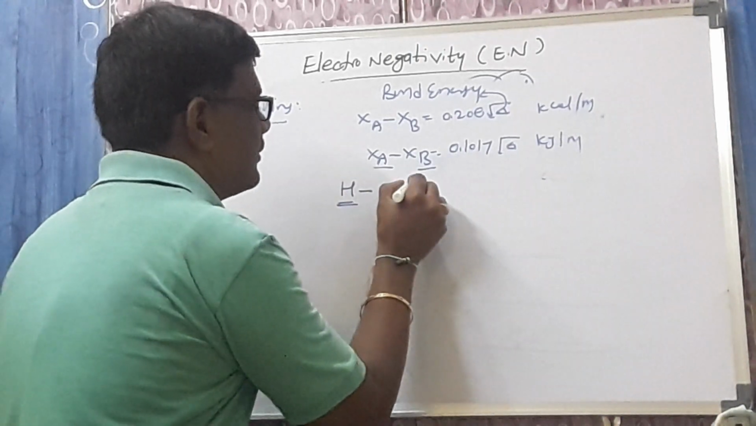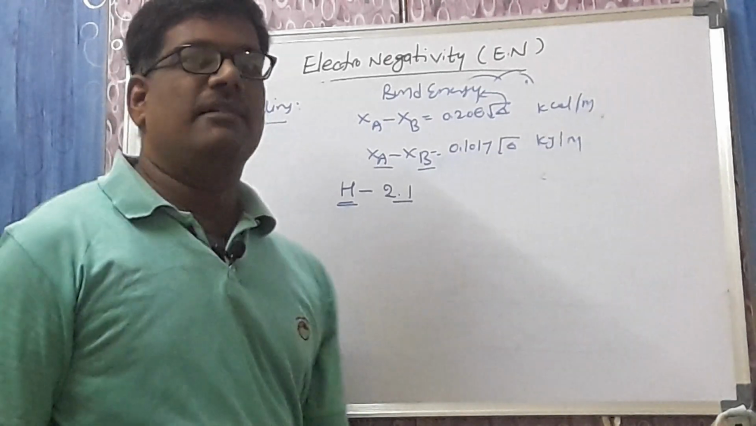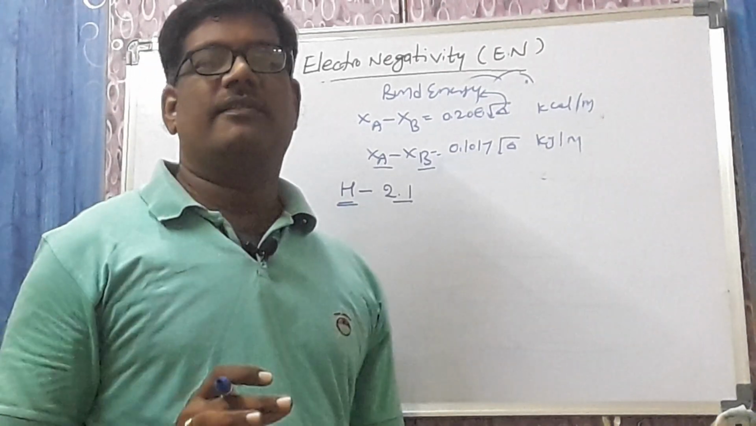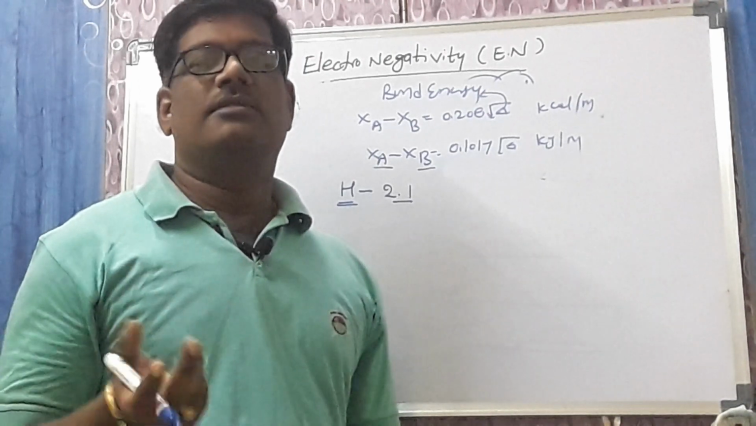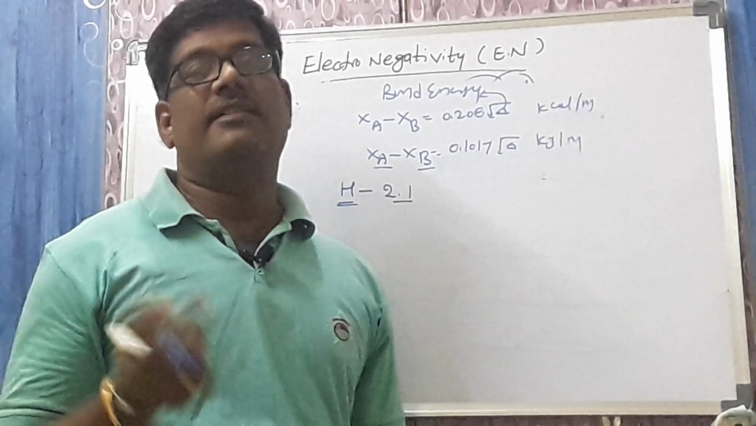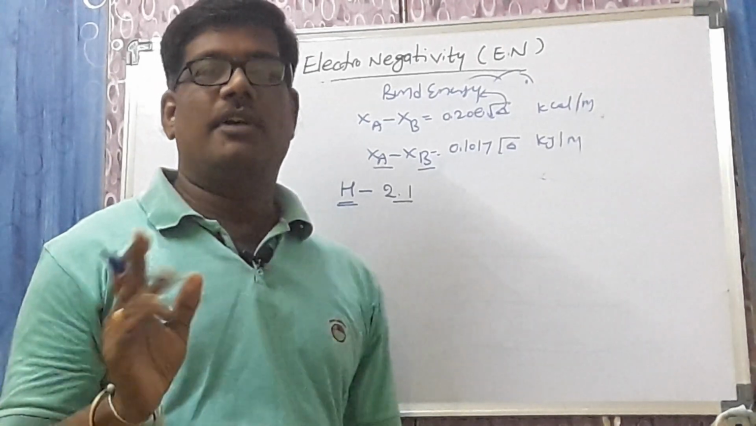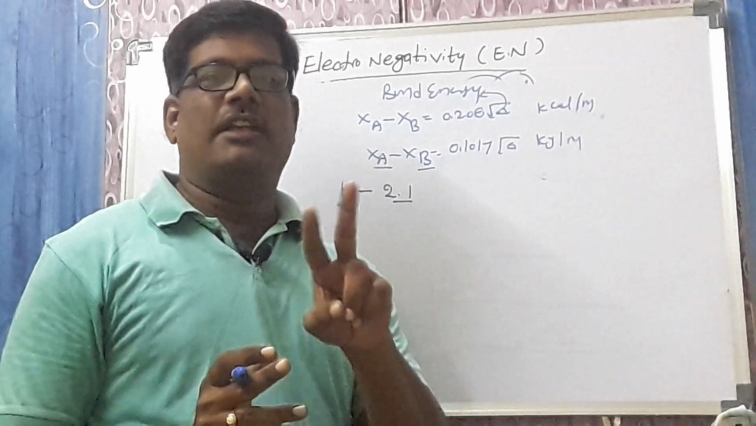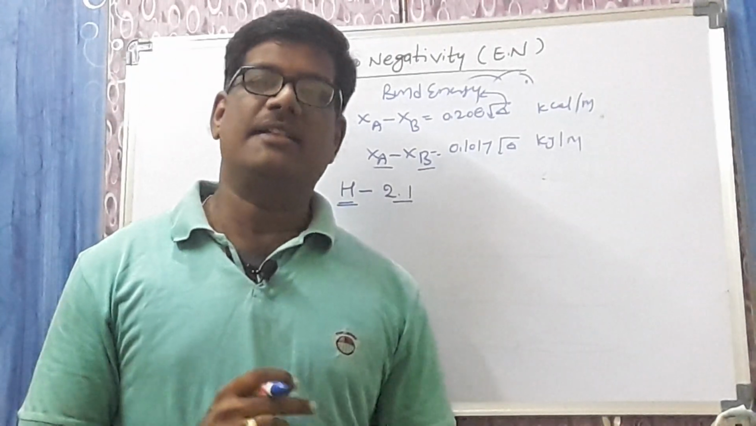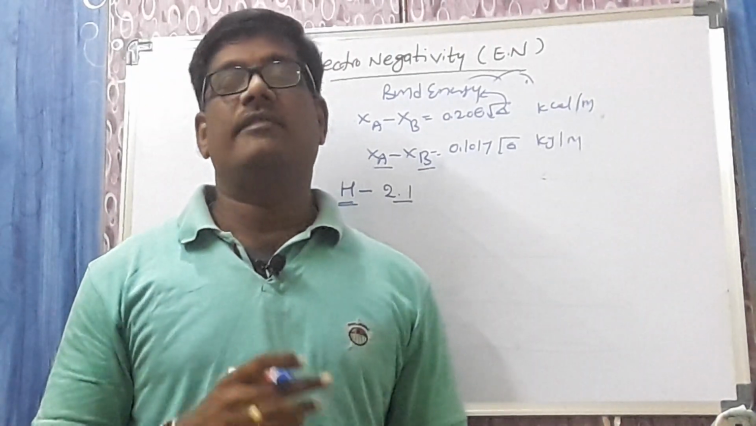He took the electronegativity of hydrogen as the standard element. Standard electronegativity is taken as 2.1, very important for your examination. He asks you, in the Pauling scale, which element is the standard element and what is the electronegativity of that element. So among the two elements, A and B, one is taken as the standard element, and the standard element taken is hydrogen, whose electronegativity is 2.1.